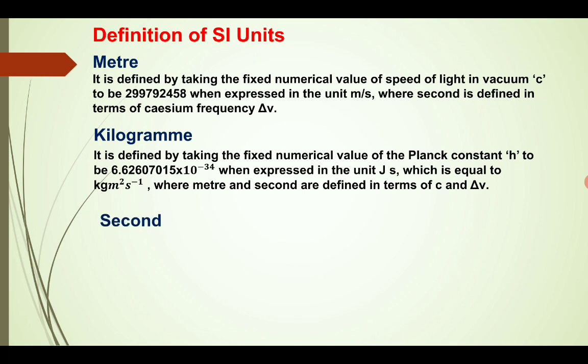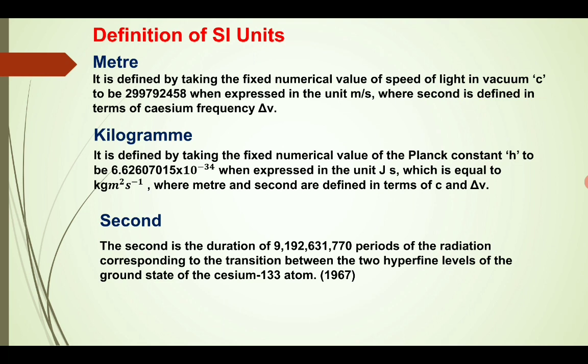Now the next is the second, and how do we define second? The second is the duration of 9,192,631,770 periods of radiation corresponding to the transition between the two hyperfine levels of the ground state of the cesium 133 atom, and it was defined in 1967. That is, we have two hyperfine levels of this cesium 133 atom, and this is the time taken by the radiation to transit from one level to the other.